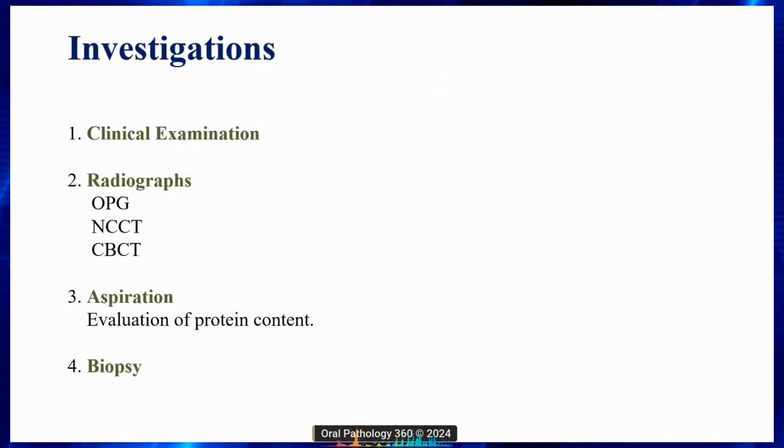The investigations which are required to come to a diagnosis of odontogenic keratocysts are clinical examination, radiographs, OPG, NCCT or CBCT. NCCT and CBCT are more important in determining the extent of the odontogenic keratocyst, and also to diagnose if there is any perforation and involvement of the overlying tissues. Aspiration is done to evaluate the protein content, and biopsy to diagnose the odontogenic keratocyst.